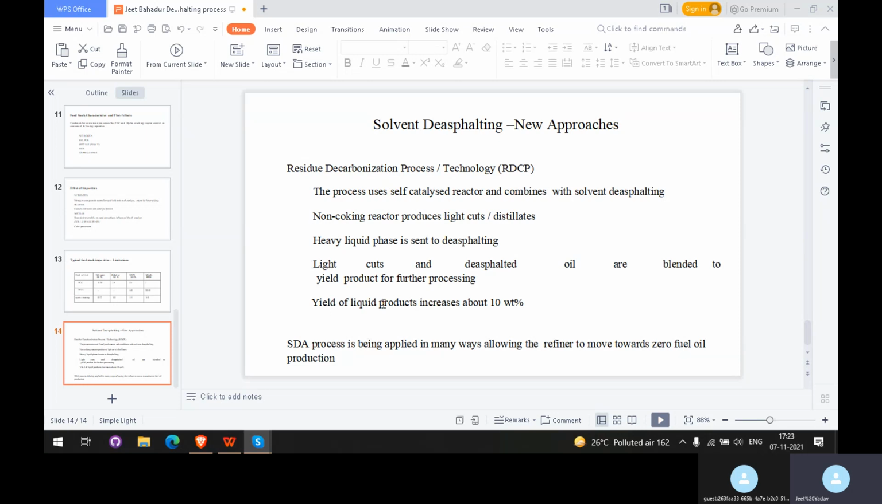Further, the yield of liquid products increases by about 10 weight percentage. And the SDA process is being applied in many ways, allowing the refiner to move towards zero fuel oil production. So these are the things which I have discussed. Thank you.